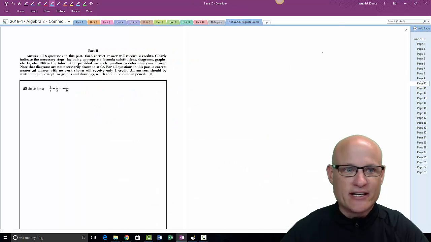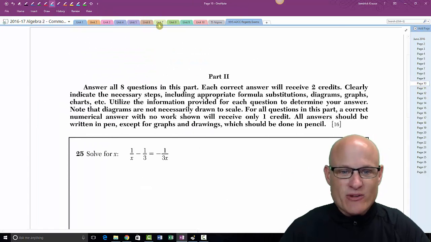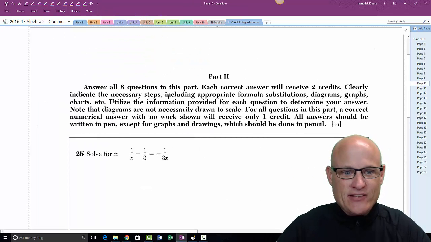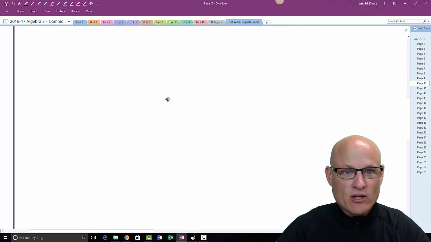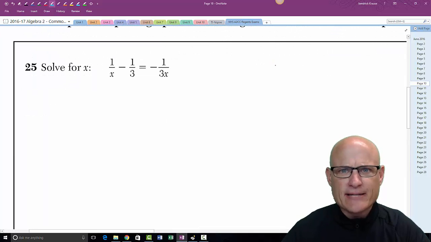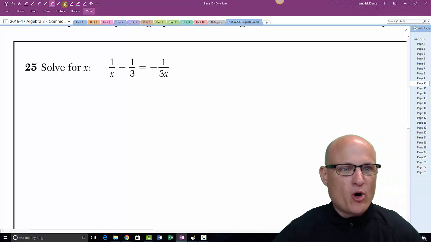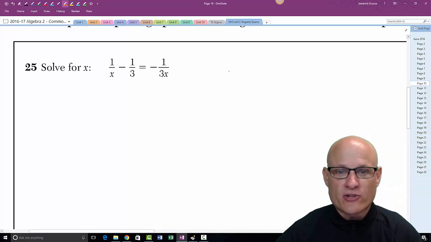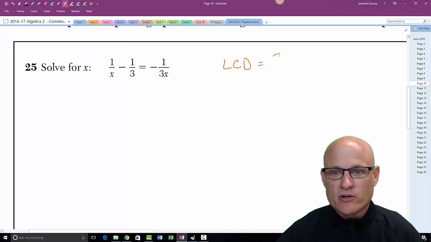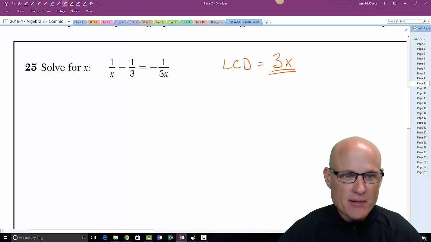So let's get started. All right, let's start out with an easy one. I say easy because it's relatively easy. There it is. Now on this one, I hope your teachers teach you about lowest common denominator. In this case, my lowest common denominator is 3x. So I'm going to multiply through by 3x.